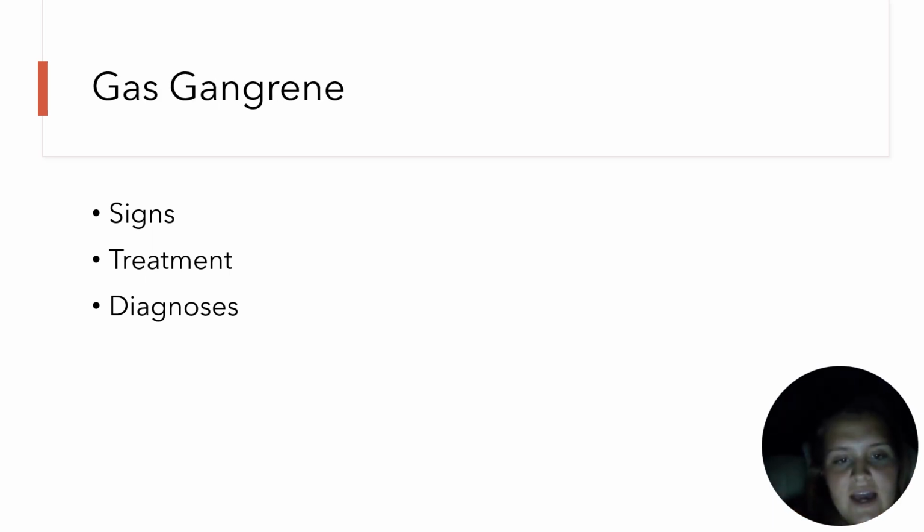So then you have your gas gangrene. So signs, treatment, and diagnosis. This disease is anaerobic. There are usually endospores in the soil, skin, and your intestine. It's usually found in muscle tissue, and gas spreads as the disease continues to progress.